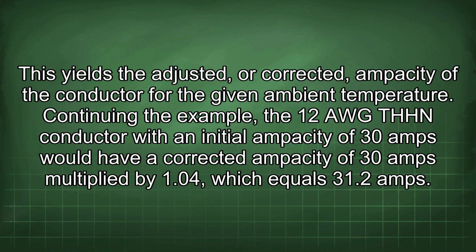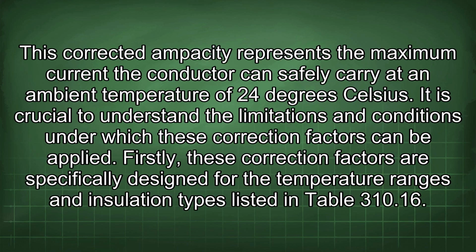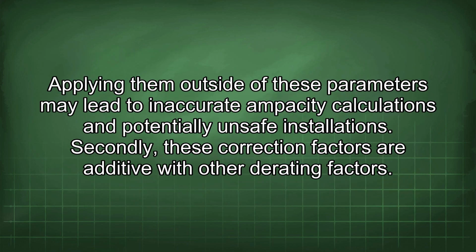Continuing the example, the 12 AWG THHN conductor with an initial ampacity of 30 amps would have a corrected ampacity of 30 amps multiplied by 1.4, which equals 31.2 amps. This corrected ampacity represents the maximum current the conductor can safely carry at an ambient temperature of 24 degrees Celsius. It is crucial to understand the limitations and conditions under which these correction factors can be applied. Firstly, these correction factors are specifically designed for the temperature ranges and insulation types listed in Table 310.16. Applying them outside of these parameters may lead to inaccurate ampacity calculations and potentially unsafe installation.